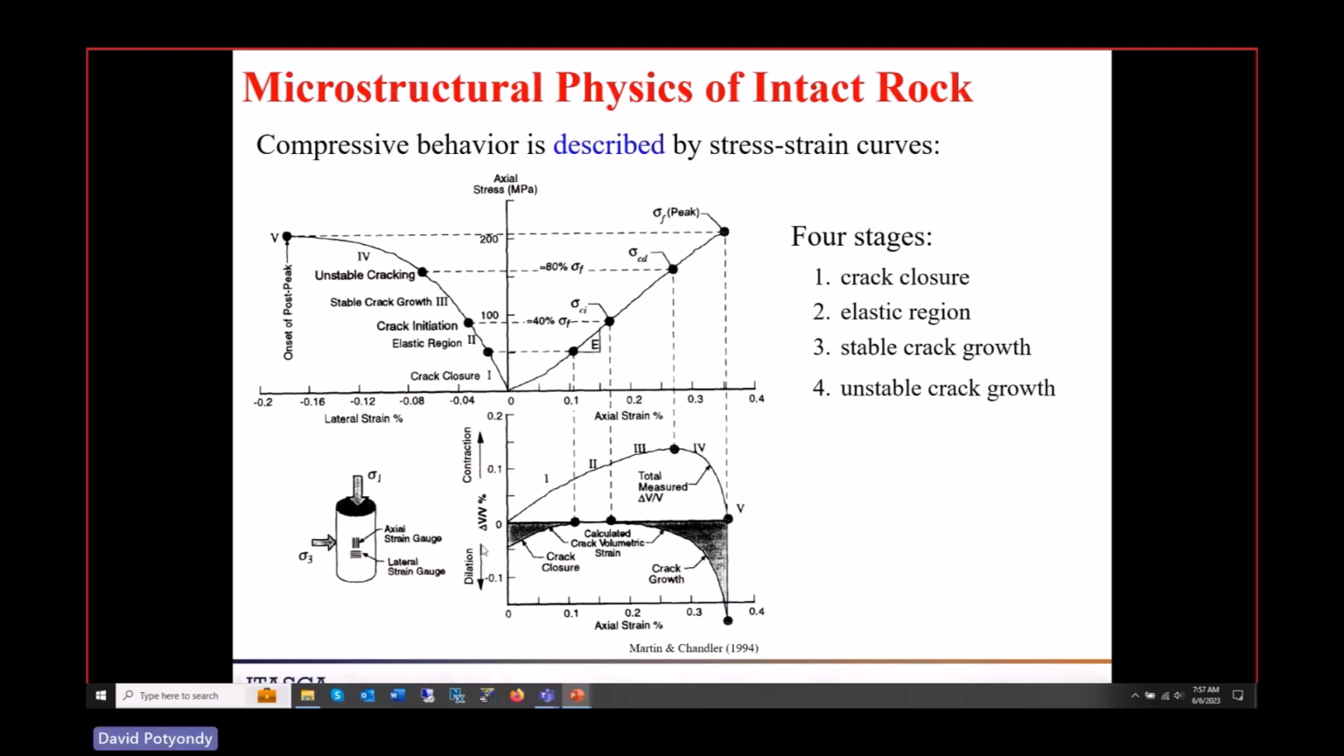The other thing to be said, these curves were created and talked about in a paper by Martin and Chandler. Both of these guys were very much involved in the radioactive waste research back in the time of the Canadian URL. They defined these 4 stages, which I'll talk about. These stages were not defined by them. They were defined by a guy named Bieniawski in 1968, who was the first one to do careful testing and start to talk about the different types of microstructural damage that's occurring during a test. So with that as a precursor, let's dive into this.